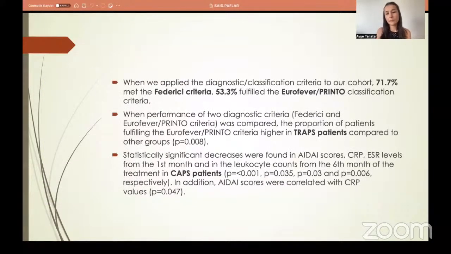When we applied the diagnostic classification criteria to our cohort, 71.7% met the Federici criteria, and 53.3% fulfilled the Eurofever Pirinto classification criteria. When the performance of the two diagnostic criteria was compared, the proportion of patients fulfilling the Eurofever Pirinto criteria was higher in TRAPS patients compared to other groups. A significant decrease was found in IDI score, CRP levels, and ESR levels.